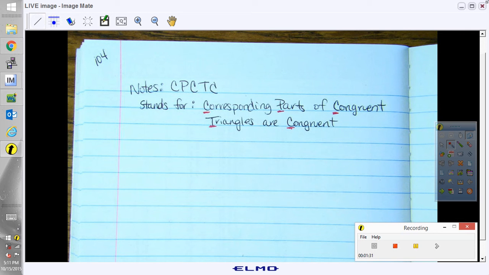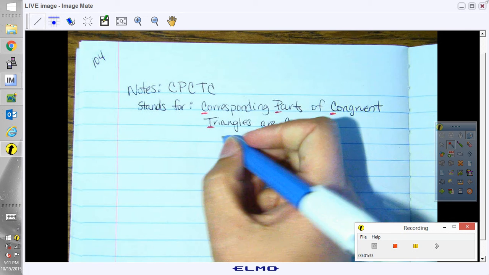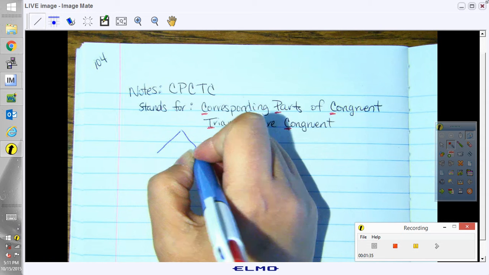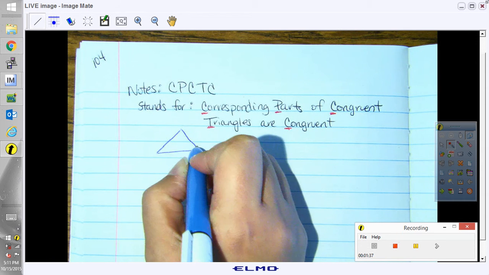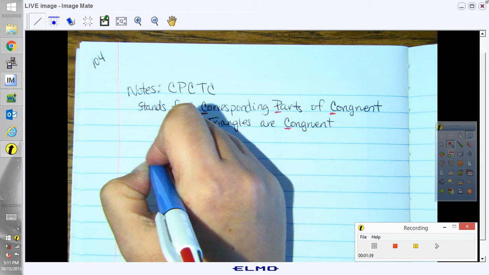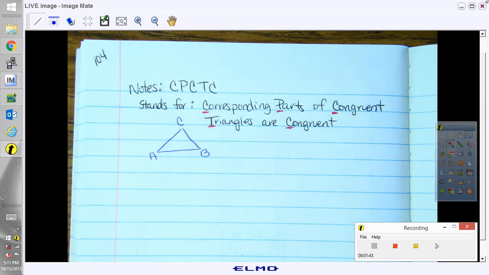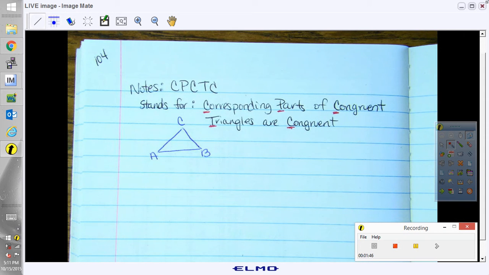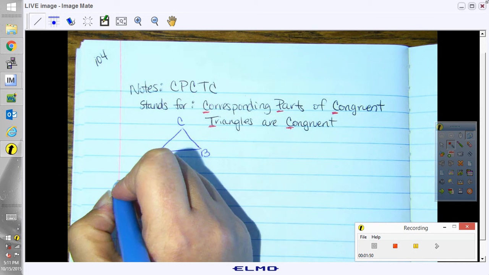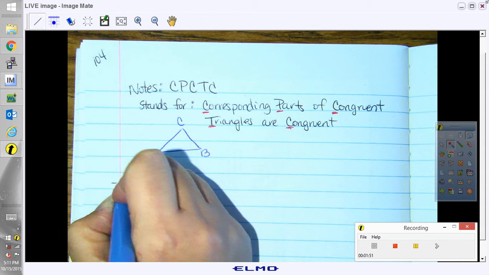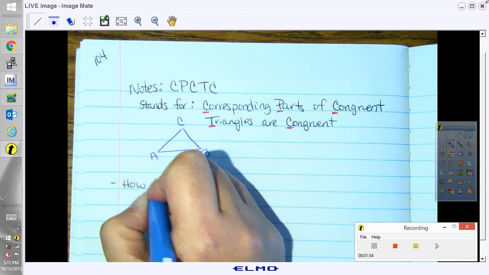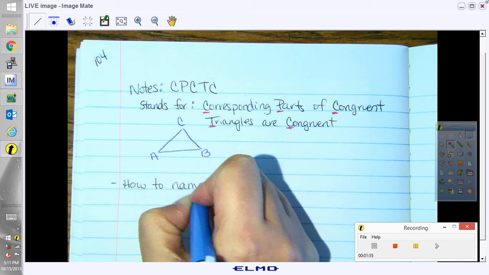Okay, what I'm going to do is I'm going to start with a basic triangle. Let's call this A, B, C. First thing I want to do before we go into the corresponding parts is I just want to make sure that we know how to name a triangle. So let's first start there. How to name a triangle.